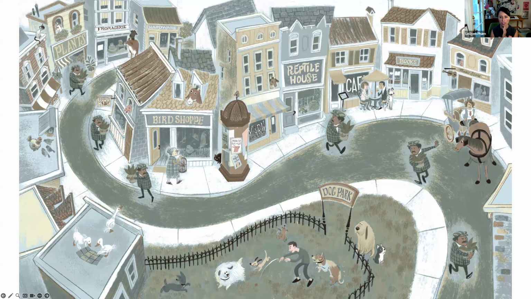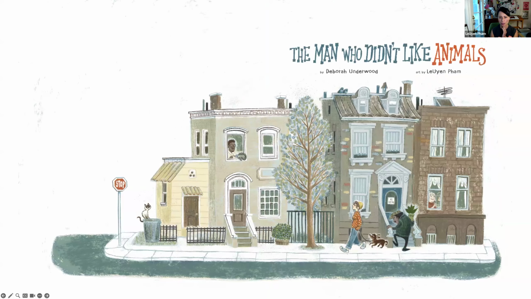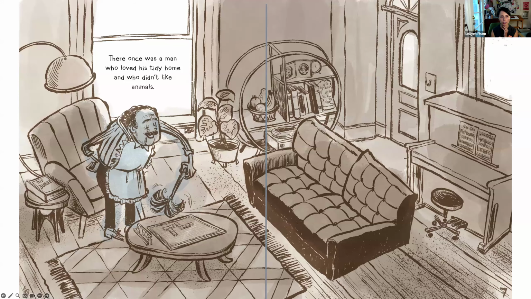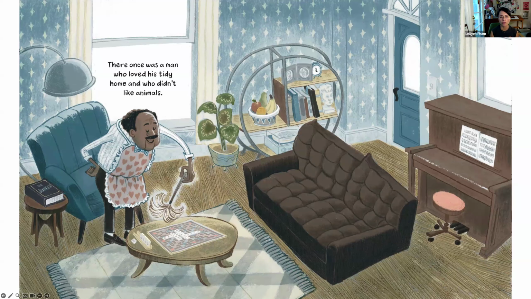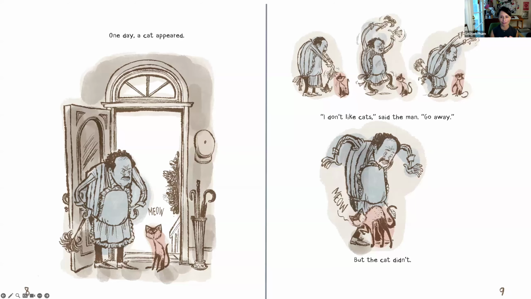Anytime that an animal shows up, he's going to show an ugly face for them. Anytime his neighbor shows up with each of their animals, and look, the neighbors have all made their appearance here. They each have their own pets, and he does not. And our main character, Emily, the little kitty, she's off in the corner already. She's been introduced. There once was a man who loved his tidy home and who didn't like animals. This image is filled with clues. You can go through them later and find them.